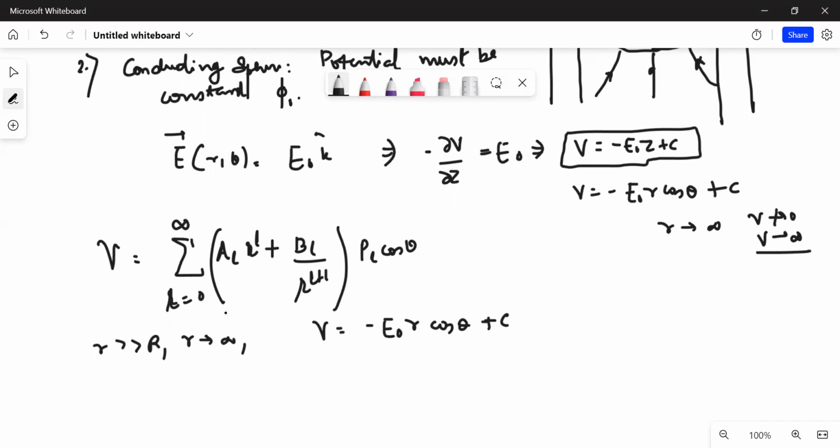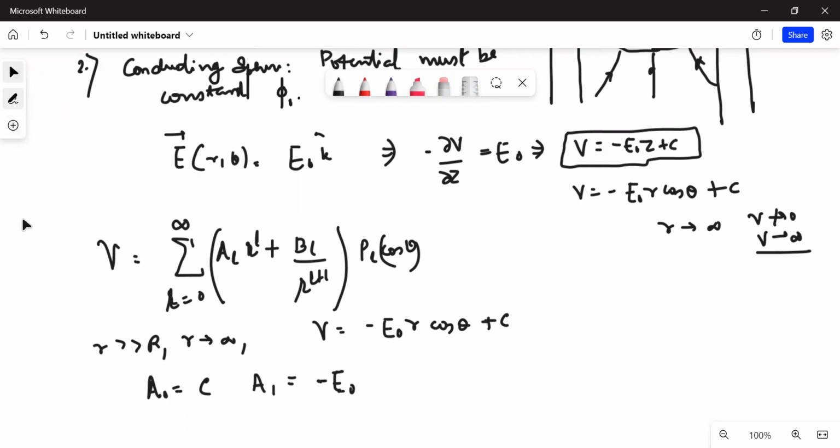But overall, understand that as r tends to infinity, this particular term would go to zero. The only term that survives is this, and you can clearly see that A naught in that case would be equal to C, and A1 would be equal to minus E naught. A naught is like a constant, it is r to the power 0, here it is C, and A1 would accompany r and the cos theta term. So if you compare, you will get A1 as minus E naught and A naught as C. I hope it is clear.